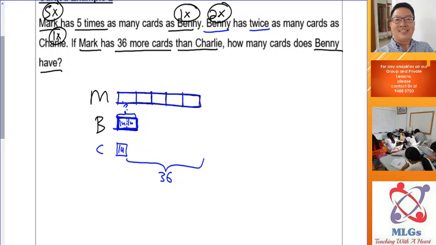But how about Mark? How do you make Mark's rectangle have equal units as well, the same size, the same units? You use dotted lines again. Every box is cut into 2 smaller boxes. Can you see every box is cut into 2, and now you can call them units also. So the whole model has been cut into equal units or equal boxes. That is the purpose of model drawing, to make units out of the model. So how many cards does Benny have? That's your question mark. And we can solve the problem already.